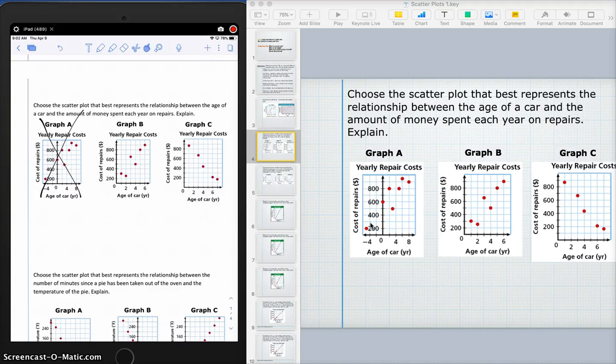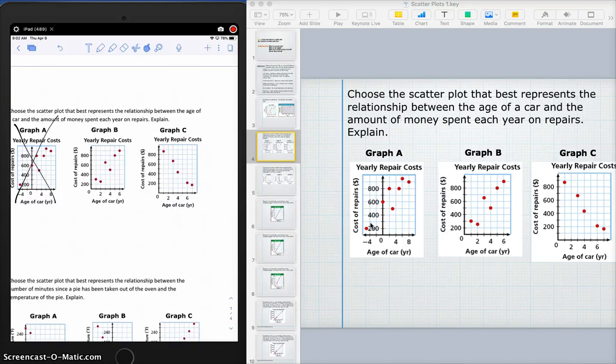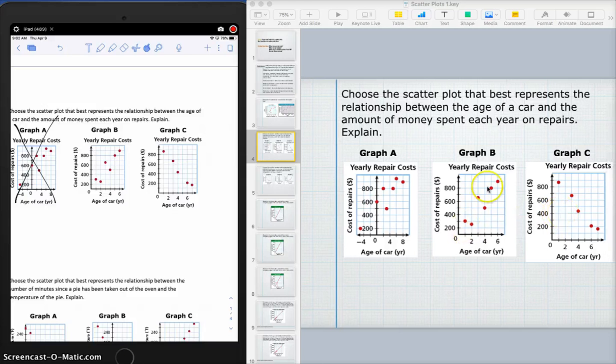Now we're looking at two graphs. We have one where as the car gets older, the cost of repairs increase, and one where as the car gets older, the cost of repairs decrease. Okay, so here we have our increase, here we have our decrease. So we have to think about what makes sense. Okay? When you first buy a car, think about if you went out and bought a brand new car.